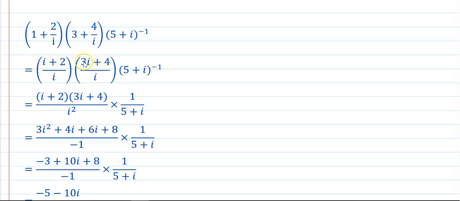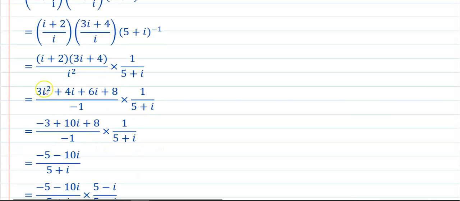Multiply 3i by 3i, then you will get 3i². i by 4, 4i. 2 by 3i, then you will get 6i. 2 by 4, you will get 8. i² is -1, into 1 upon (5 + i). Next, i² is -1, then you will get -3. 4i + 6i, you will get 10i, plus 8. -3 + 8, you will get 5.